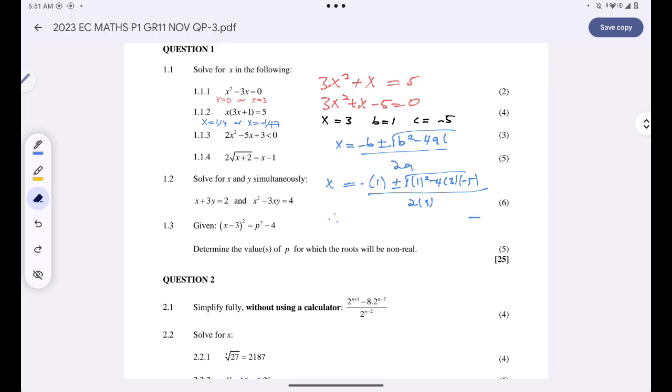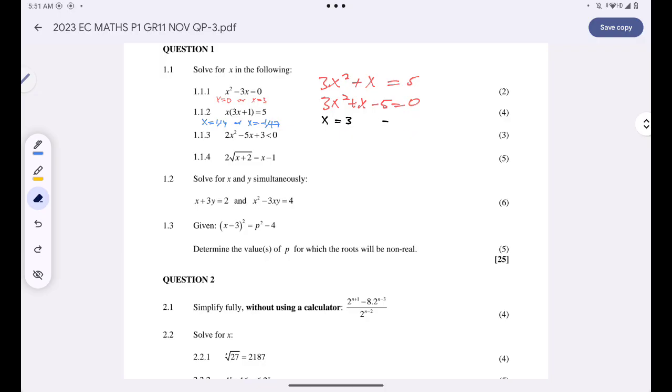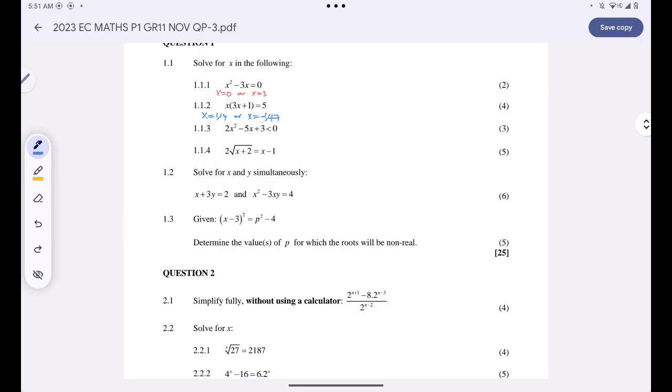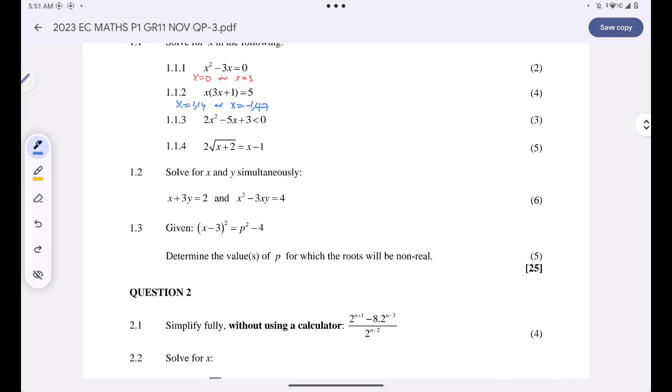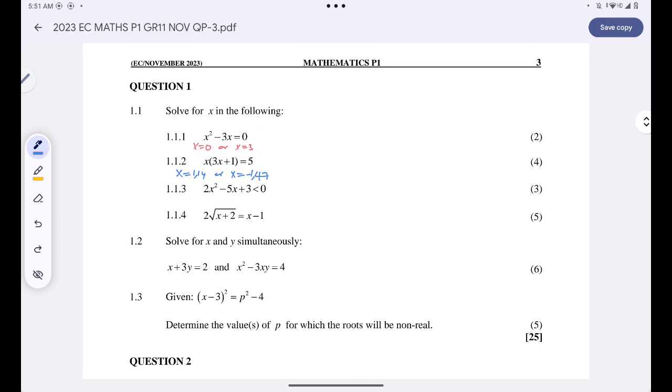Okay, and now we move forward. Excuse me, now we have an inequality to solve. Now we have 2x squared minus 5x plus 3 is less than 0. Everything is in standard form. The only thing I need to do is to factorize here.